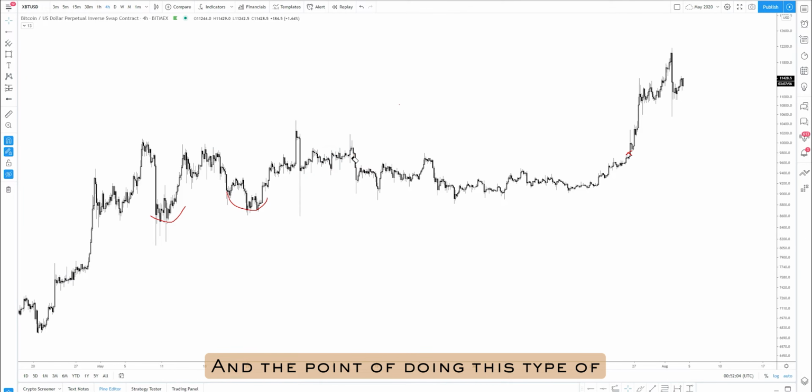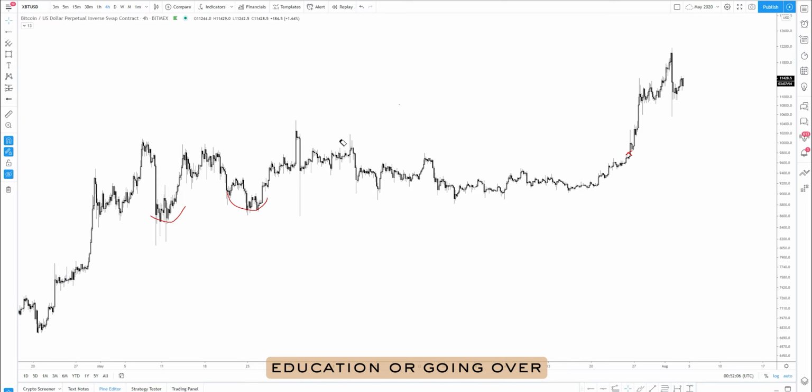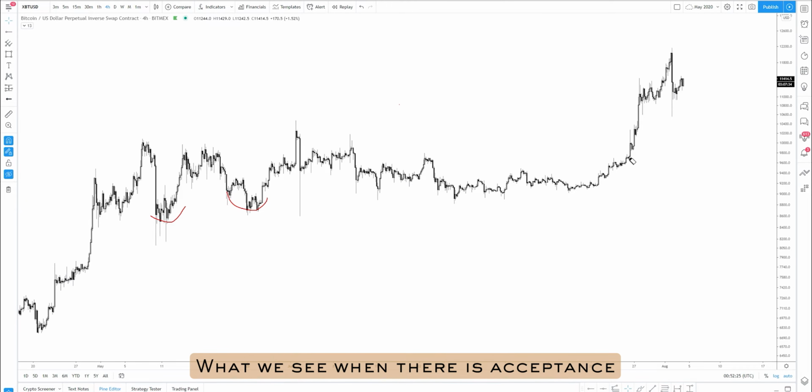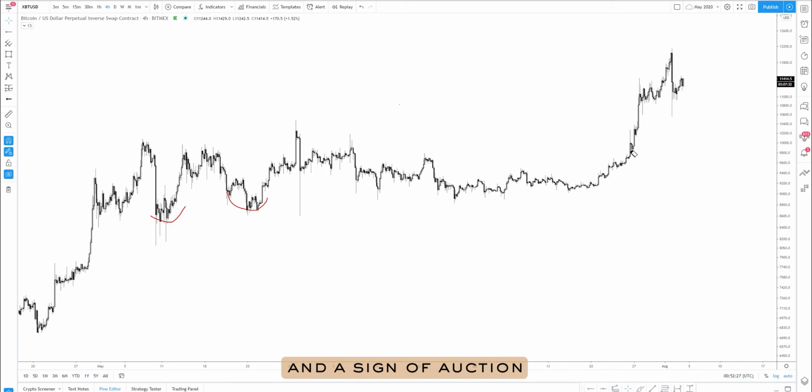The point of doing this type of education is to help you identify when you should get behind this trade looking for a breakout, or when you should anticipate some type of failure. So then we're going to come to this example, where you're going to see a stark difference between what we see when there's lack of acceptance and more exhaustion, and what we see when there is acceptance and a sign of auction.